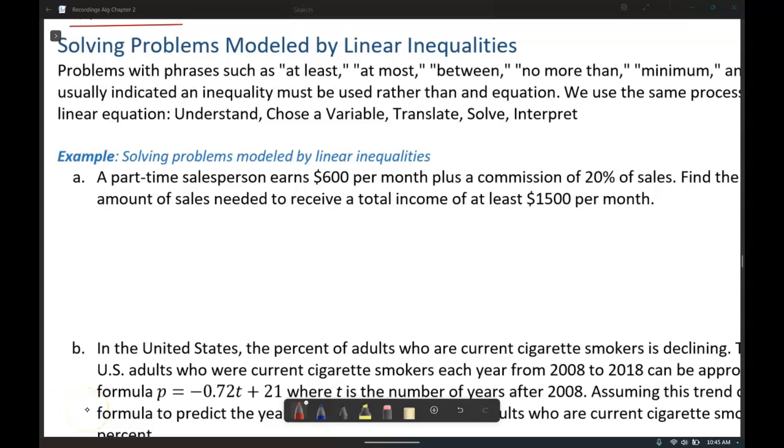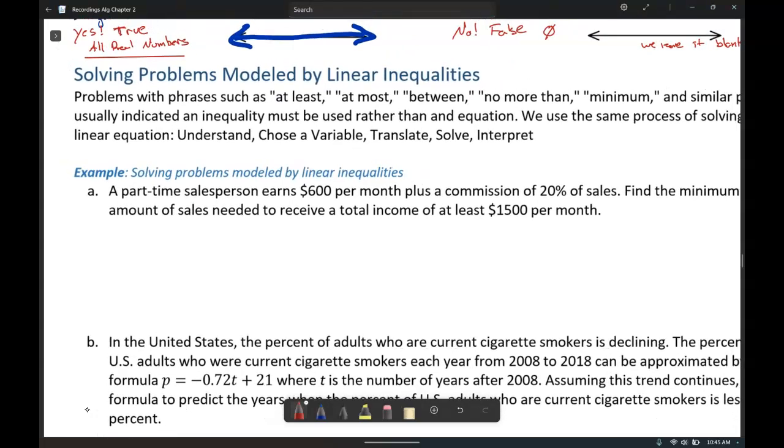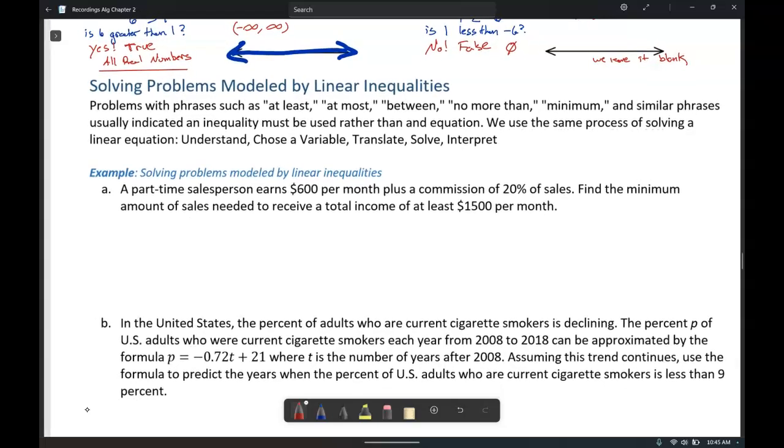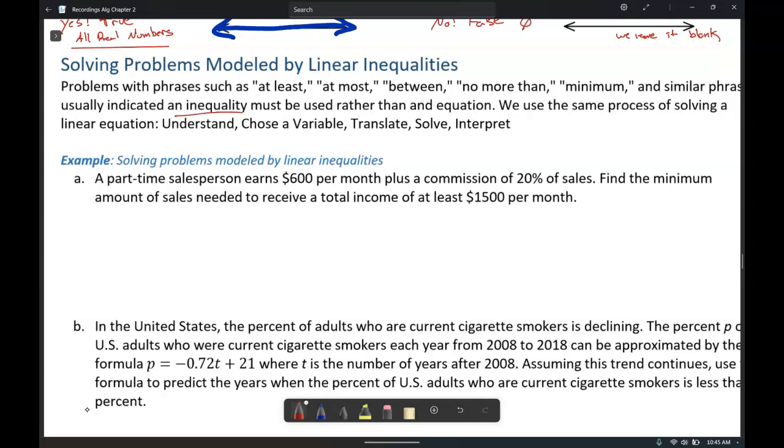Let's go ahead and wrap up our lesson on inequalities by taking a look at some problem solving and word problems. When we see phrases such as at least, most, between, no more, minimum, maximum, any phrase that is similar, we're usually indicating an inequality rather than an equation. But we'll use the same process for solving a linear equation.